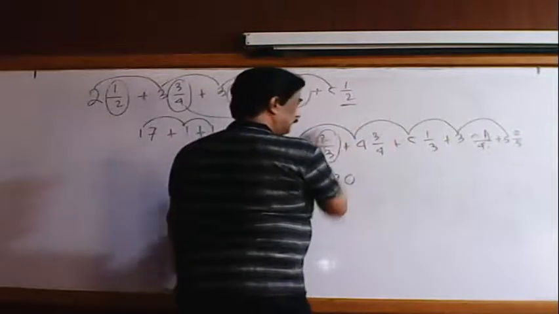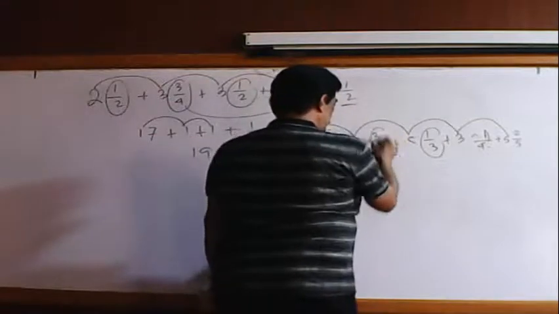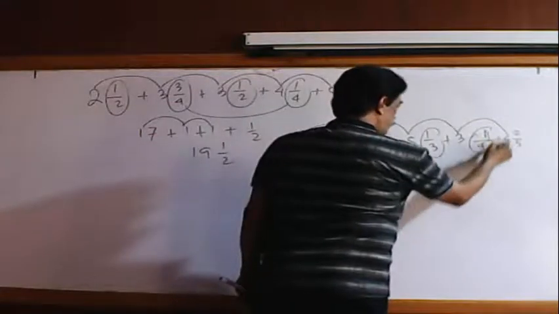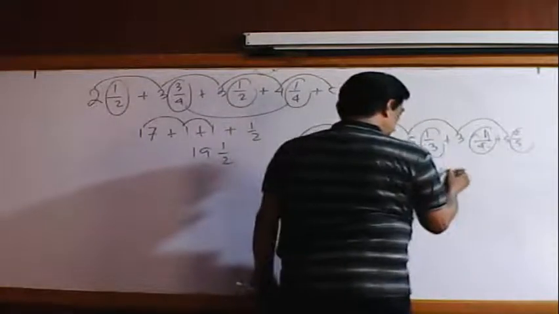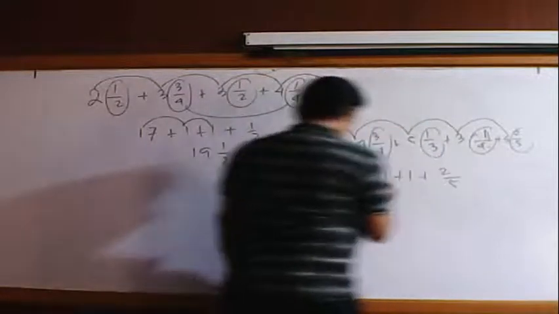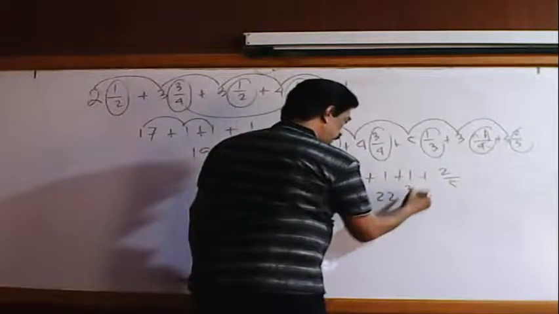2 by 3 here, 1 by 3, your result is plus 1. 3 by 4, I write 1 by 4, your result is again plus 1. So the remaining part is 2 by 5, I write 2 by 5. So your result 20, 21, 22. So 22 and 2 by 5 is your answer.